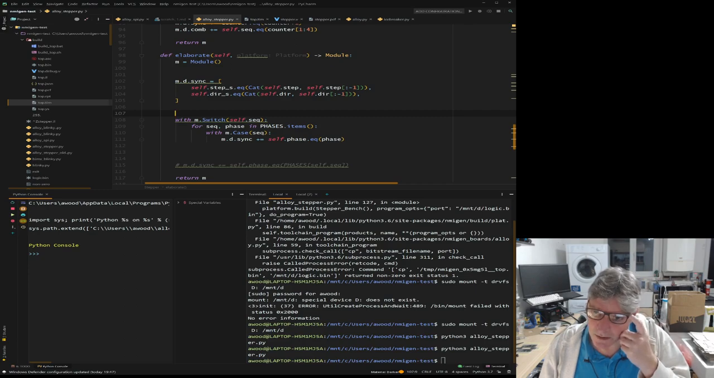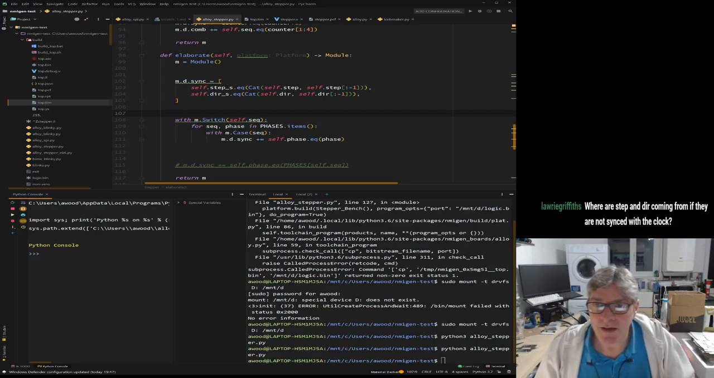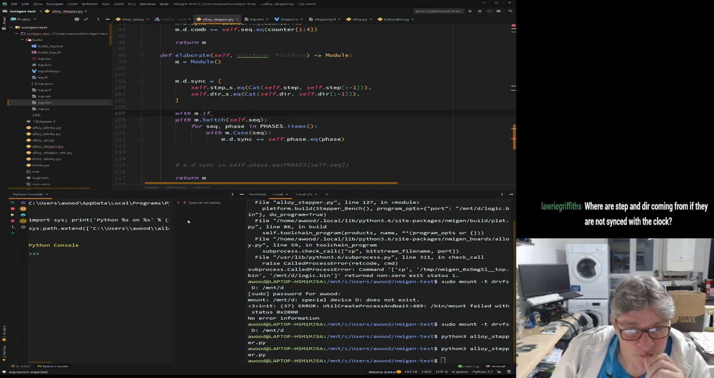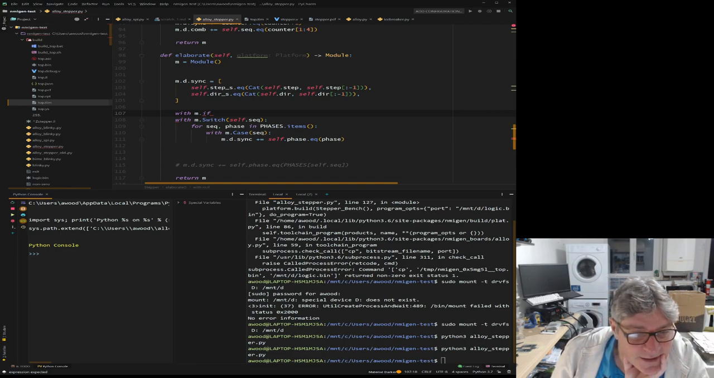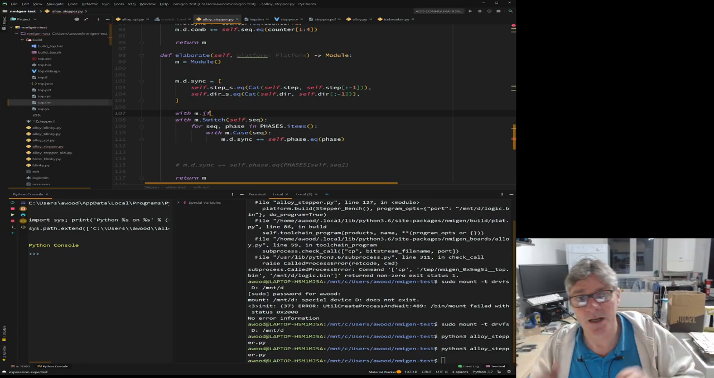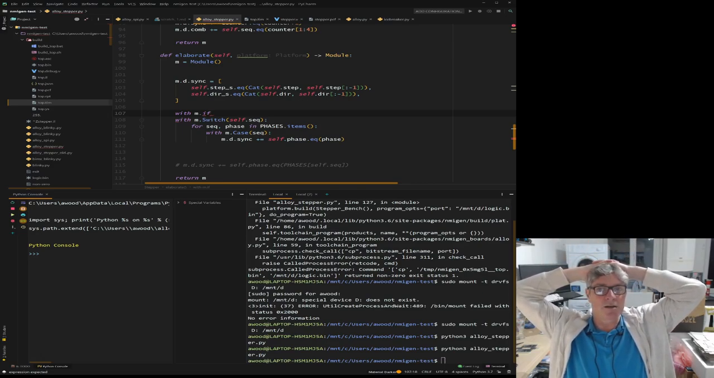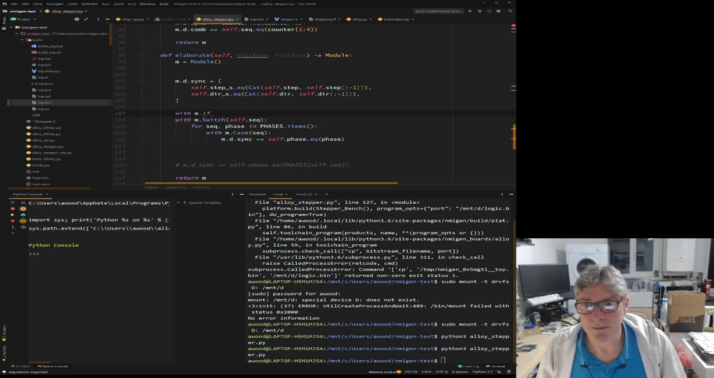What am I going to do? So I need an if. Laurie's asking, where are step and DIR coming from if they are not synced with the clock? They're coming from outside this module, if you like. So if this was a generic part that we'd want to control via step and DIR signals rather than directly manipulating the sequence signal, that's what I'm aiming to do here.